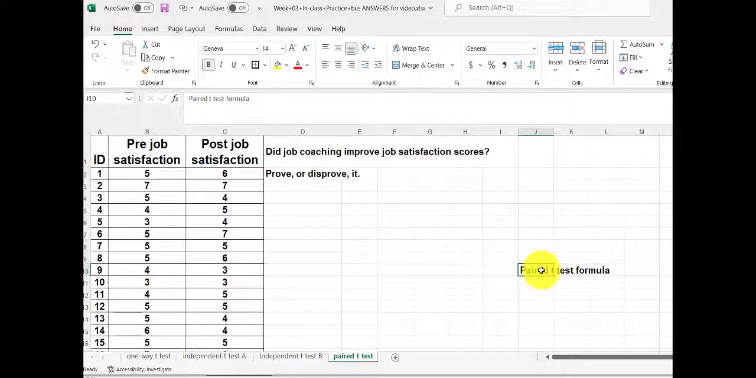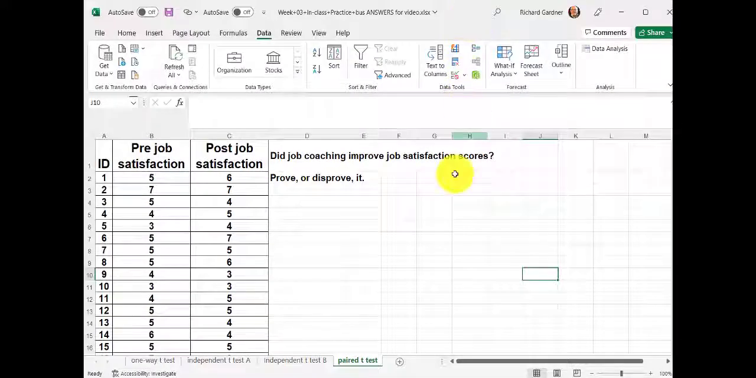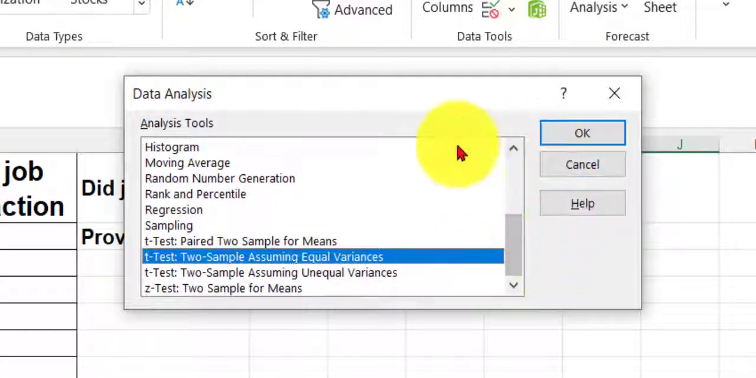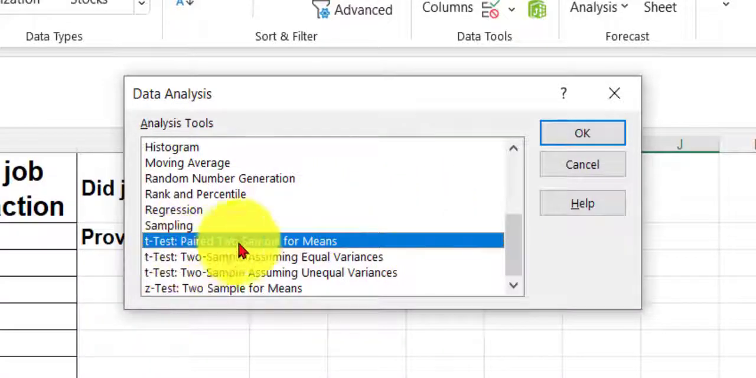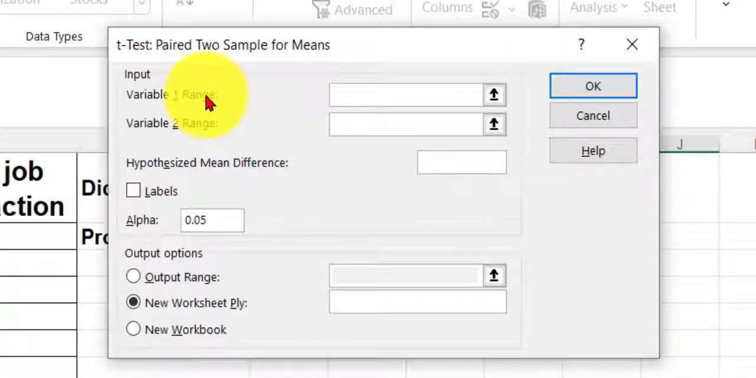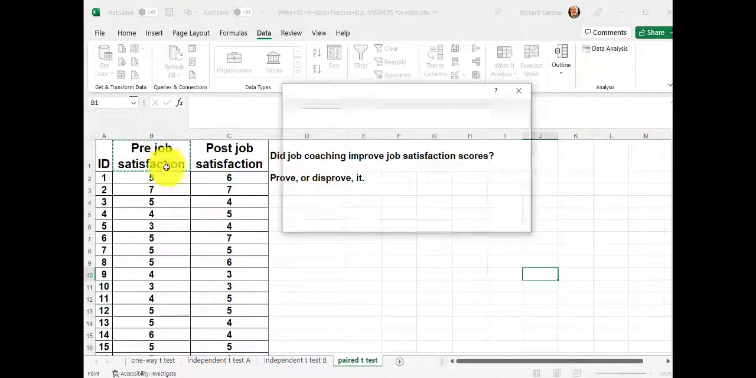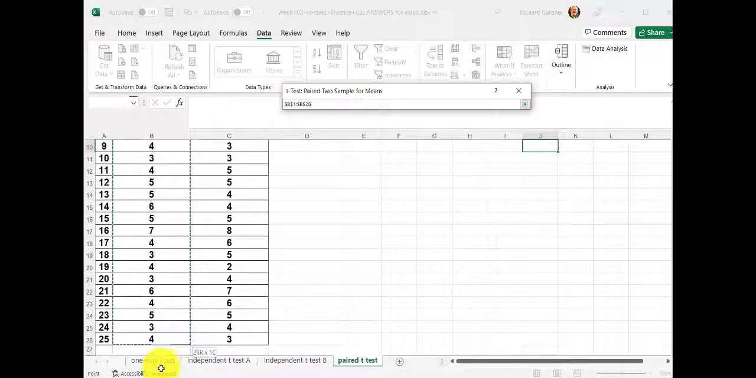Okay, so let's get rid of this one. All right, we're going to go to data. We're going to go to data analysis. This is a different t-test. This is not the 2-sample. This is the paired 2-sample, right? There's actually 2 repeated measures, but it's the paired t-test. Click OK. And again, our variable range should be the same, but since we don't know, we're going to highlight the first one.